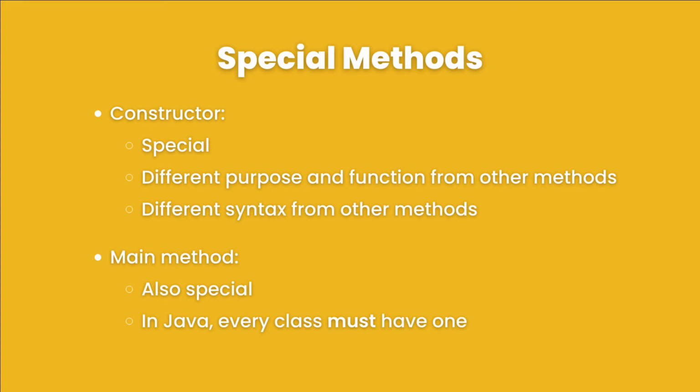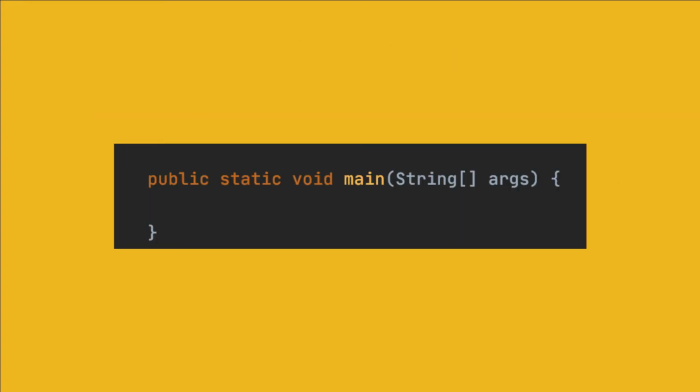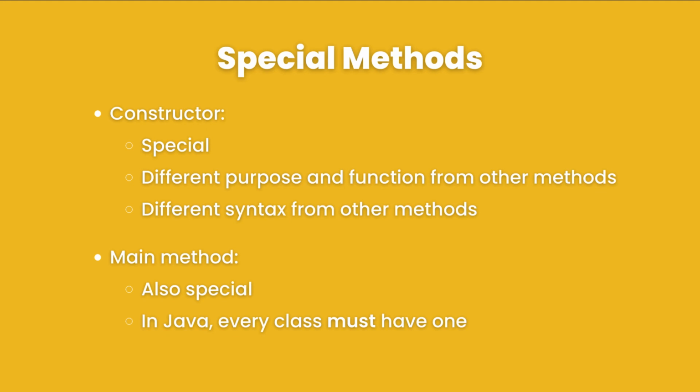The main method is another special method that you have already seen. It looks like this. Does it look familiar? This is also a special method, and there is no other method like it. Just know that every Java program must have a main method. And as for other regular methods that are not constructors or main methods, I will show you how to create those in the next few videos.